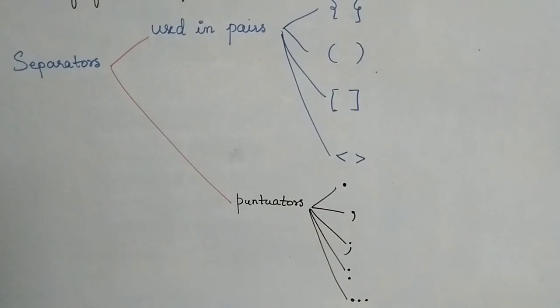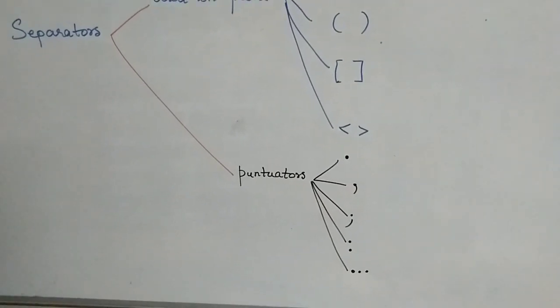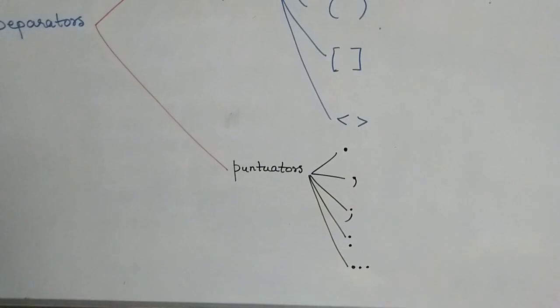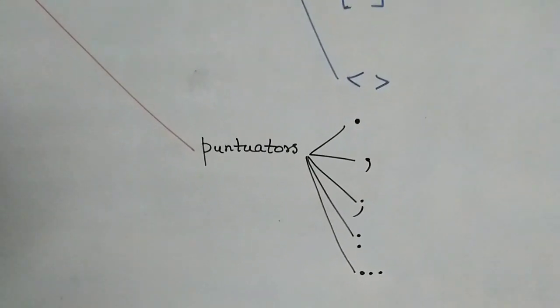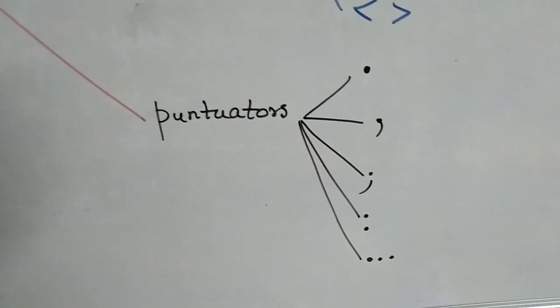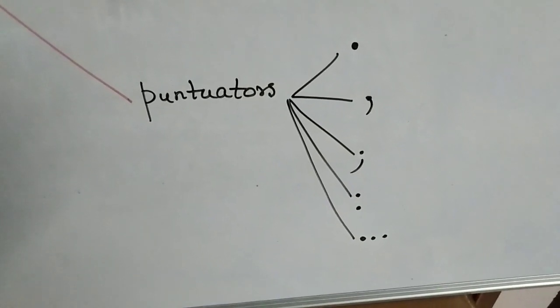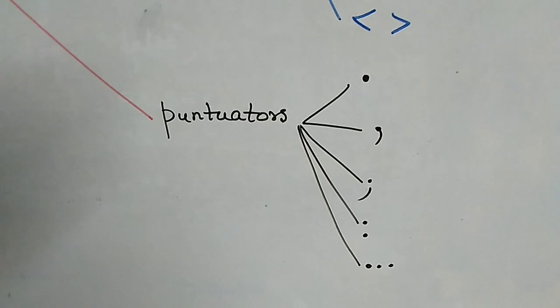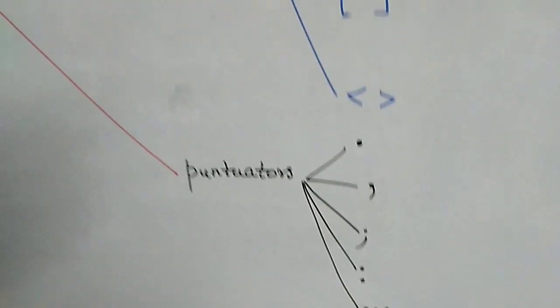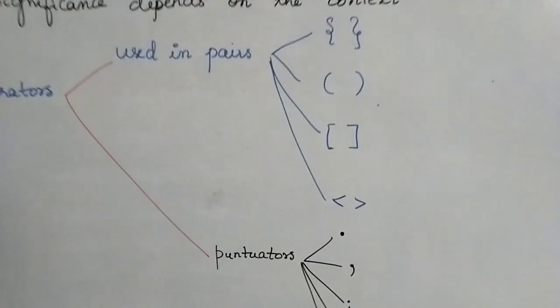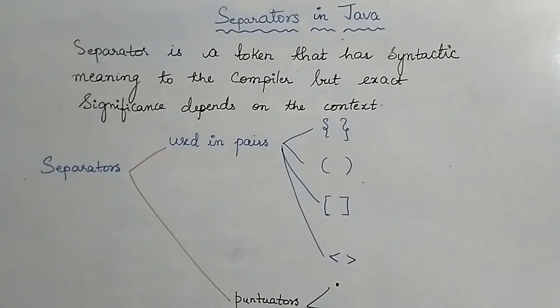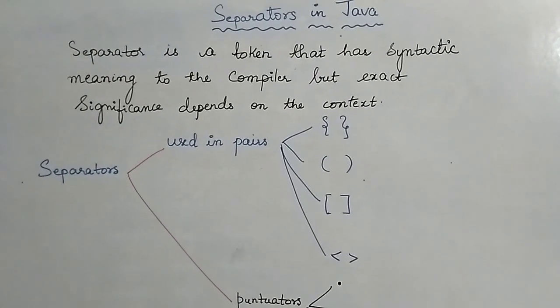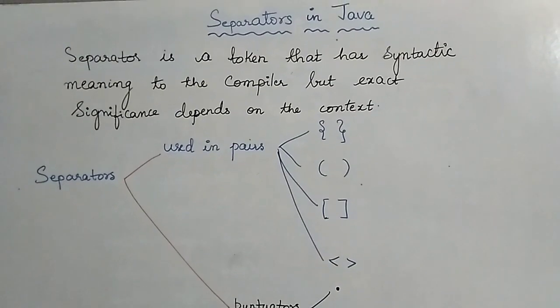The second group is punctuators. Punctuators are like the period, which is a dot. Then there is a comma, then a semicolon, then a colon, and there are three dots, which mean variable length arguments. These are some of the punctuators. We'll see the purpose of each and every separator and how to use it in the program.